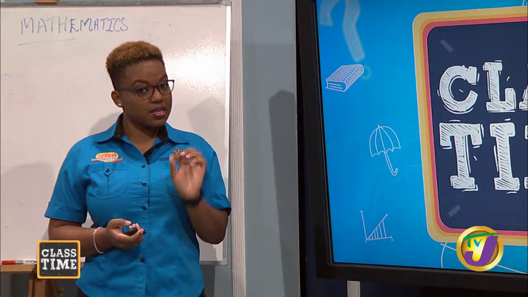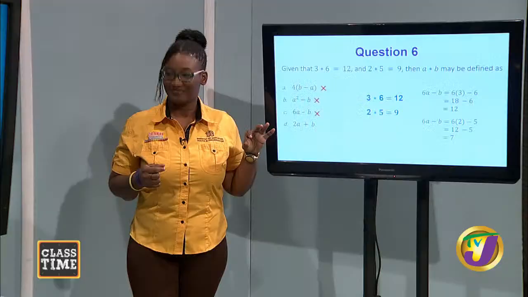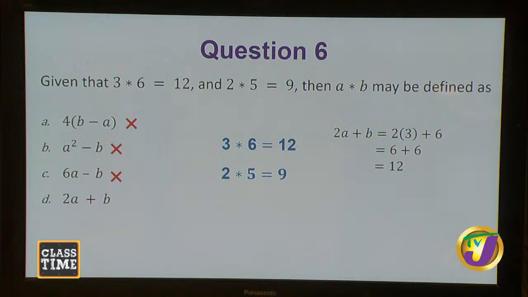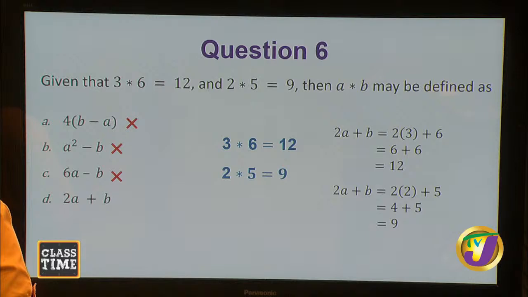D. Check it out. Work it first before you check, just in case you made an error somewhere previously. So let's check. Substitute. So here we have 2A added to B, and of course, we're substituting our A as 3 and our B as 6. And what do you know? We got our 12. Let's check the other part. Works nicely. So our correct answer here is D.